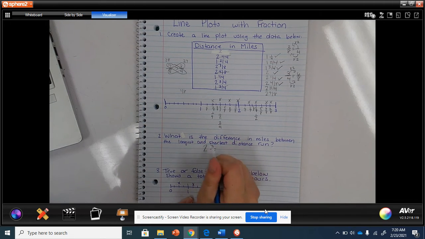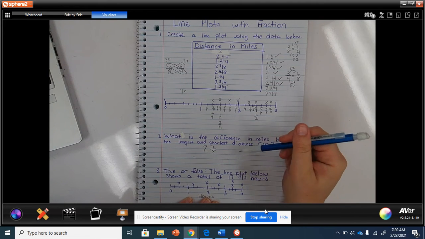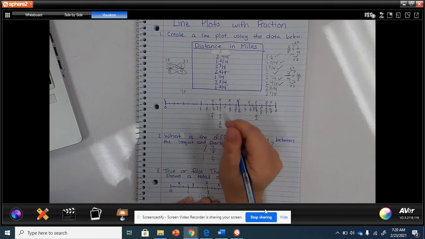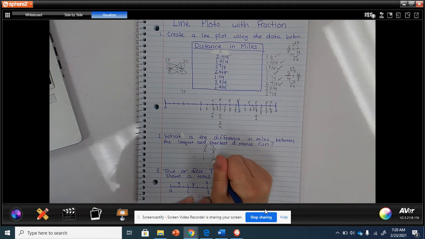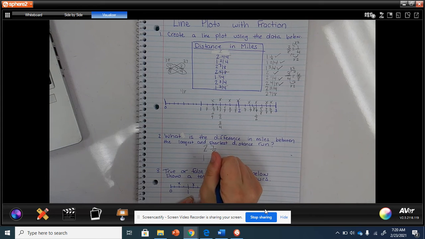7/8. Difference means that I'm subtracting them. And then the shortest distance run was 1 1/4, which I know is also equal to 1 2/8. So I'm going to change this 1 1/4, which it might not be this difficult on your classwork.